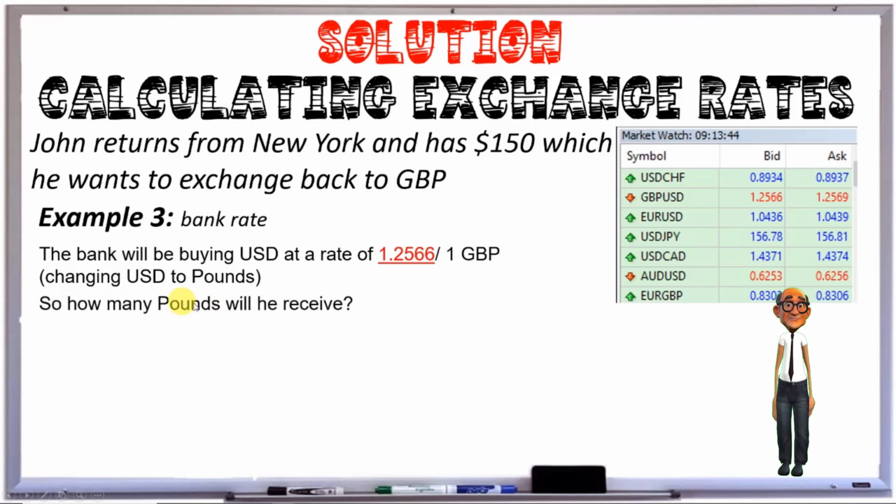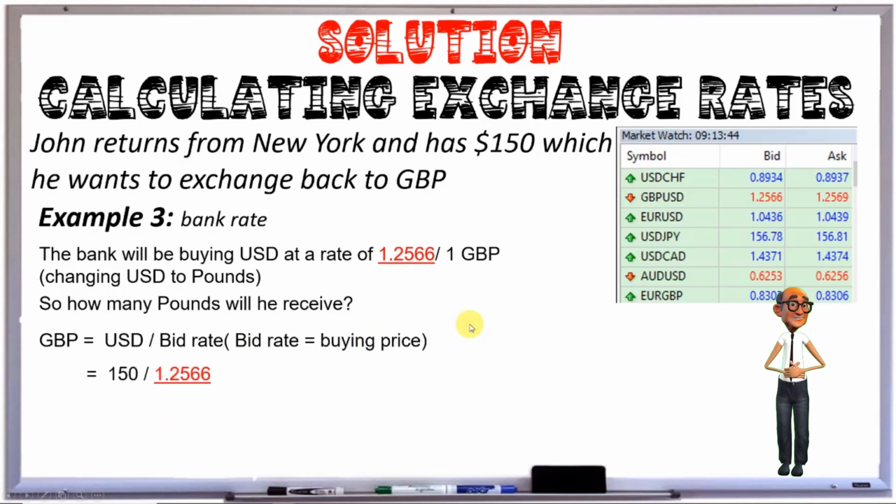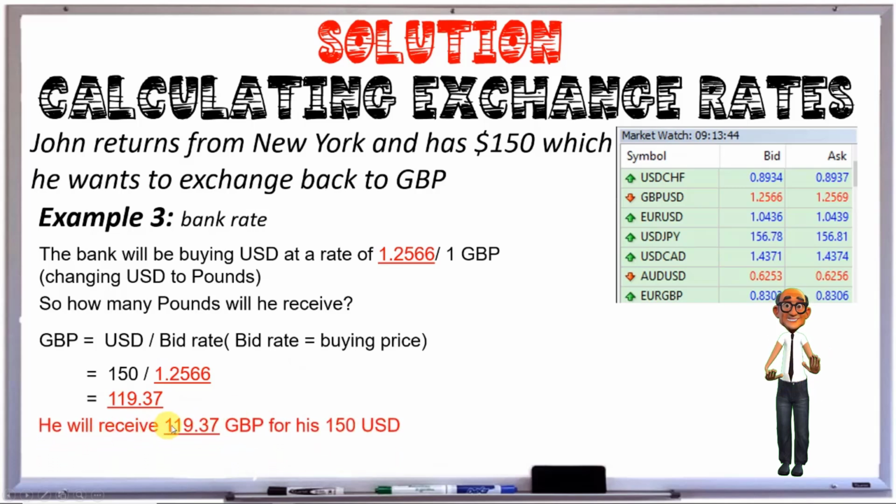So how many pounds will he receive? Very good question. There is the formula once again. We're going to use that rate that we had over there in over here. We're just going to divide it, and he'll only be getting 119 pounds. So he will receive 119 pounds and 37 pence, right? Because it's not cents, it's pounds and pence. So he will be receiving 119 pounds and 37 pence for his $150.